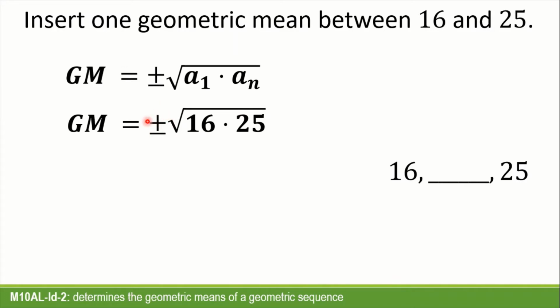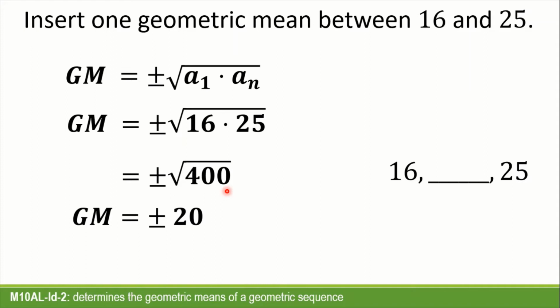So, we have positive, negative, square root of, kunin natin yung first term and that is 16 times yung last term na given, 25. Dalawang terms lang naman ang given. So, multiply nyo lang sila. And the answer is 400. Then, kunin natin ang positive and negative square root ng 400 and that is 20. So, the geometric mean is positive 20. Pwede rin namang negative 20.